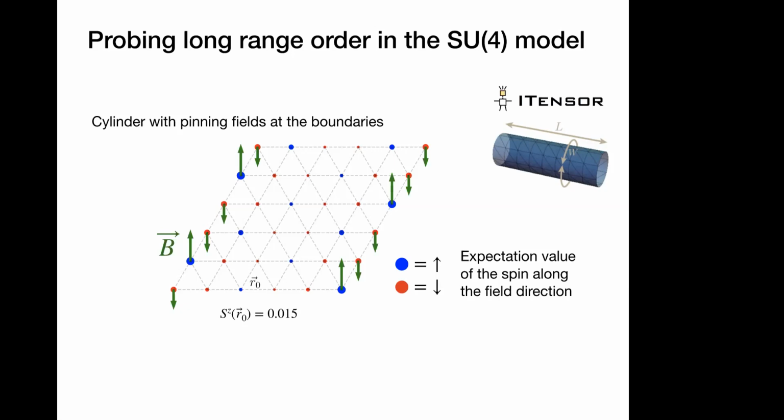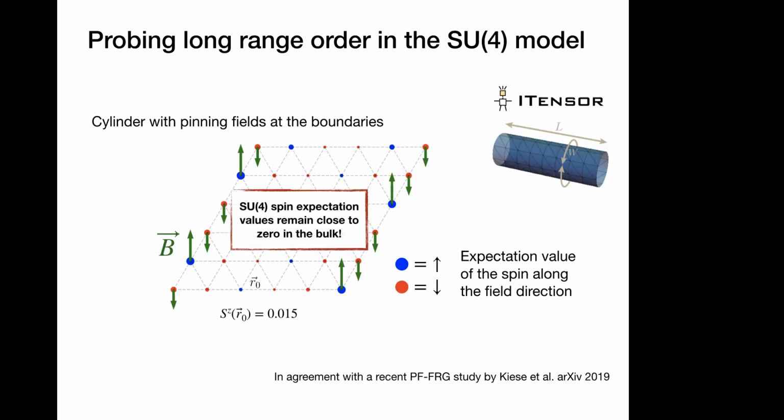And what you can see is that, just looking at the 6x6 cylinder, the expectation values of the SU(4) spins in the bulk remain very close to 0. This suggests that there is no long-range magnetic order. This result is also in agreement with a recent study of the same model done using pseudo-fermion FRG from Cologne.